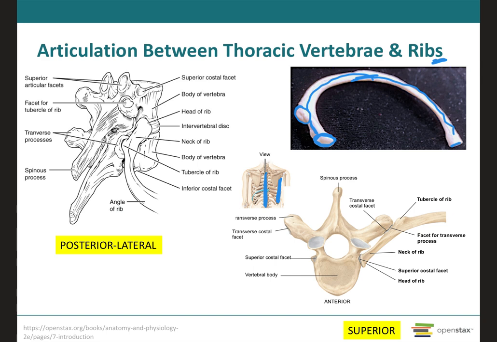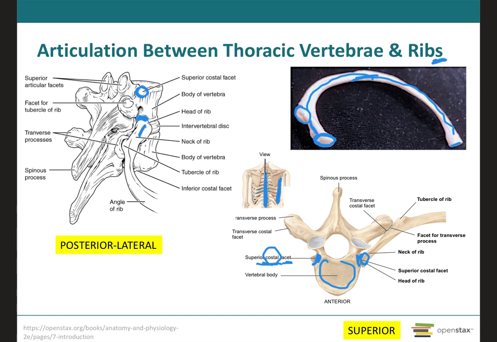Notice over here how in the posterior part of the body, there's going to be an indentation where the head of the rib will articulate. And this is called the superior costal facet. Costal means ribs, costillas. So superior costal facet. If there is a superior, there will also be an inferior costal facet, which we can see right over here. So here's your superior costal facet on this vertebrae, and down here is your inferior costal facet.